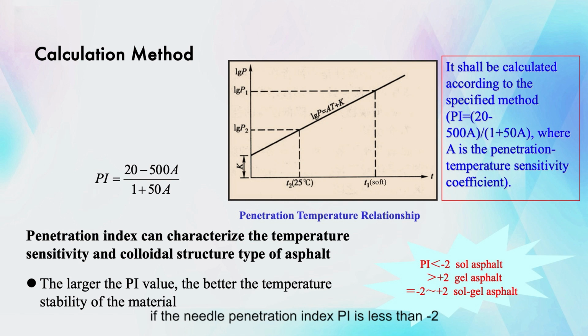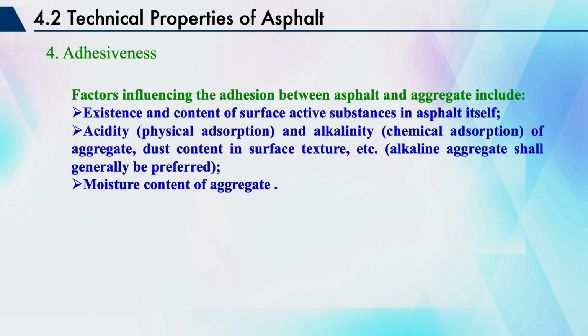If the needle penetration index Pi is less than -2, the asphalt is sol type asphalt. If Pi is greater than 2, the asphalt is gel type asphalt. If Pi is between -2 and 2, the asphalt is sol-gel type asphalt.